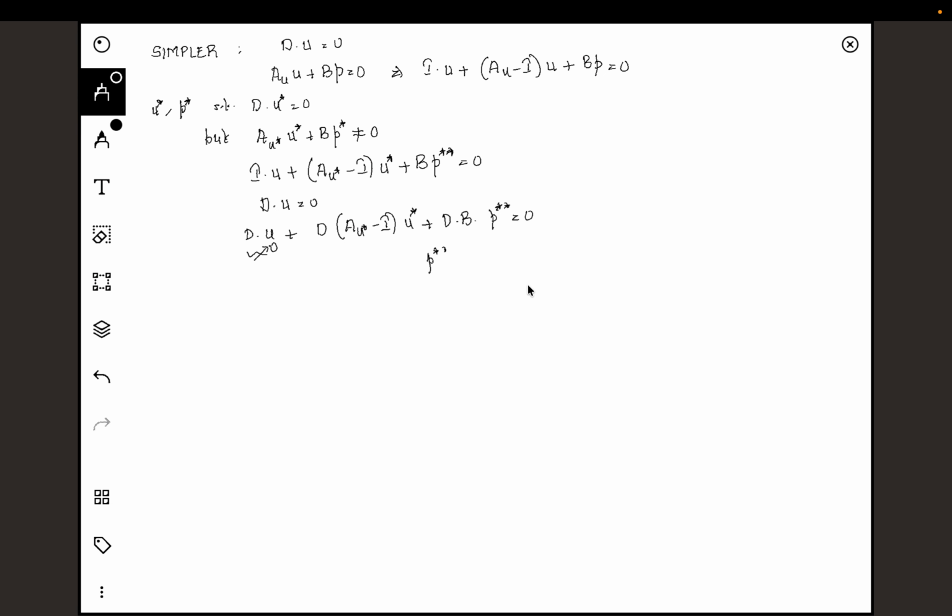So P double star will be... U star is a known quantity, A U star can also be calculated. So this will give me a pressure. So once we have the pressure, this pressure will satisfy this equation, P double star will satisfy this equation.